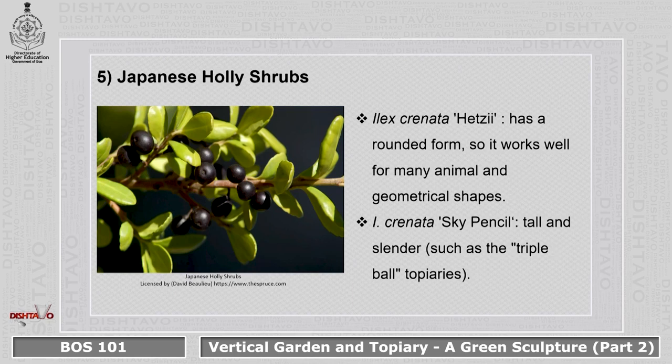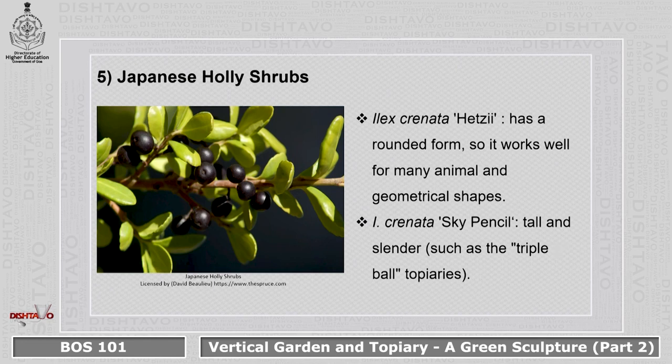The fifth one is Japanese holly shrubs, Ilex crenata, commonly called as hedzi. This has a rounded form and it works well for many shapes. If you want animal shapes, if you want bird shapes, so if you want to get any fanciful forms, this could be one of the best options. You can also get geometrical shapes.